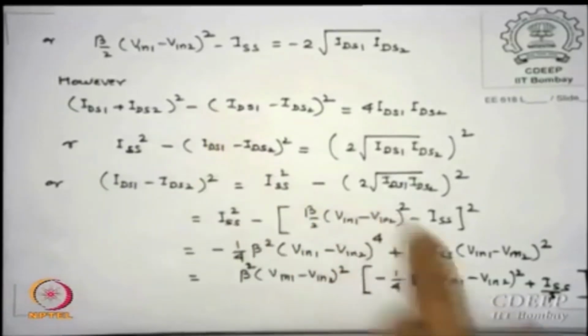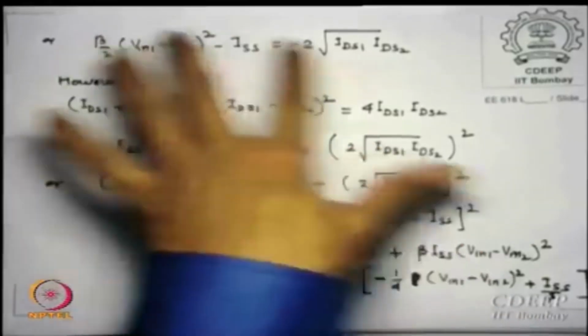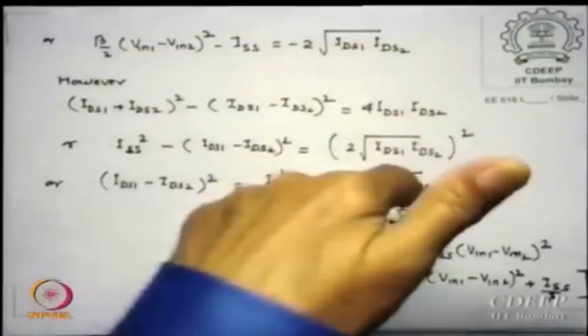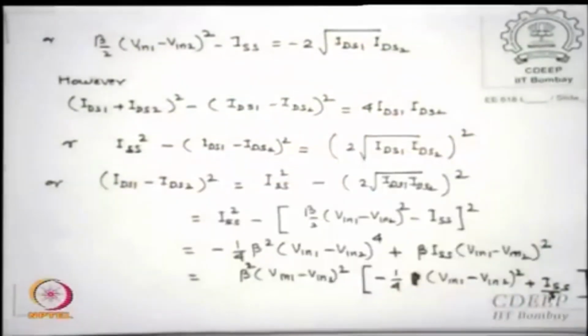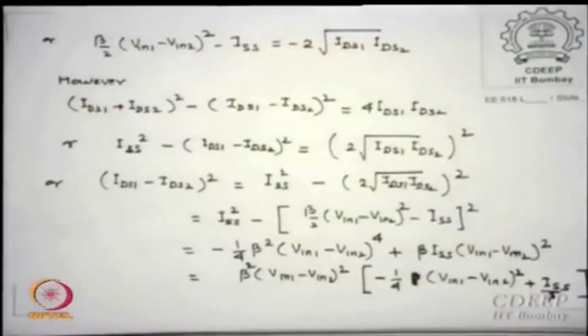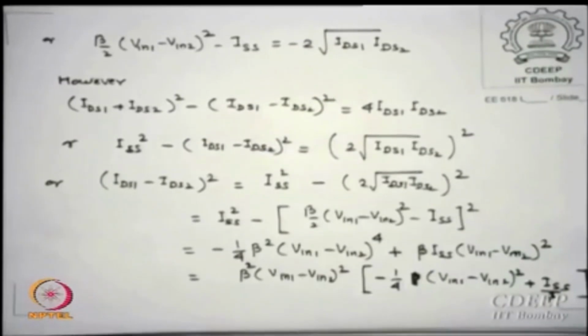Beta by 2, V in 1 minus V in 2 square, minus ISS square, this term I wrote here, okay. I use this term in substituting here, okay. 2 IDS1 IDS2, from above beta minus V in 1, I brought the term here and kept expanding. Yeah, that's what I was also thinking, why am I doing this? I want to show that V in 1 minus V in 2 can be plus or minus.